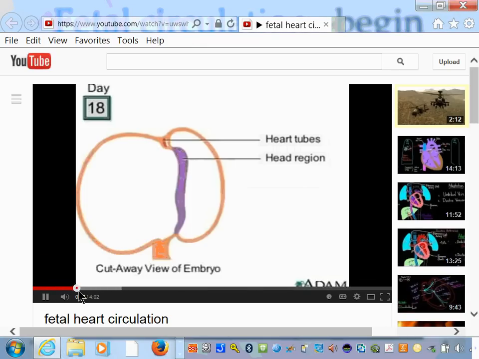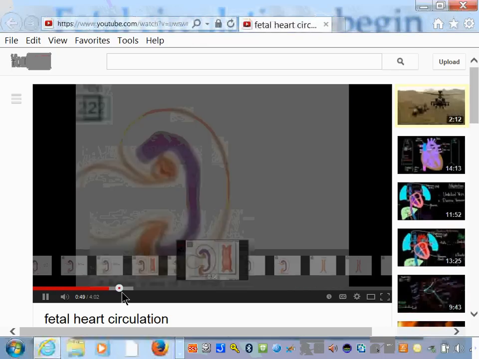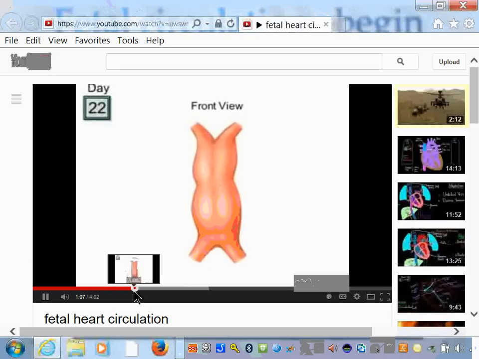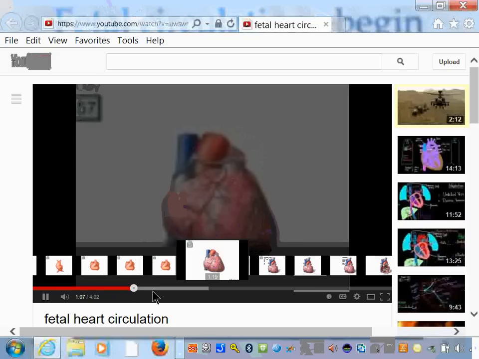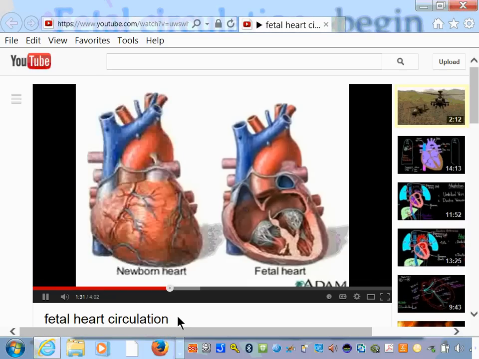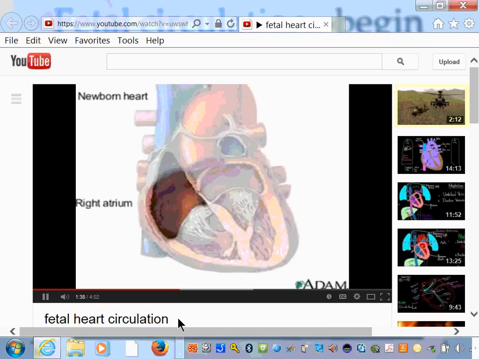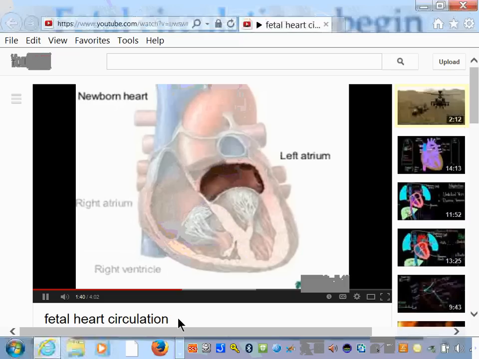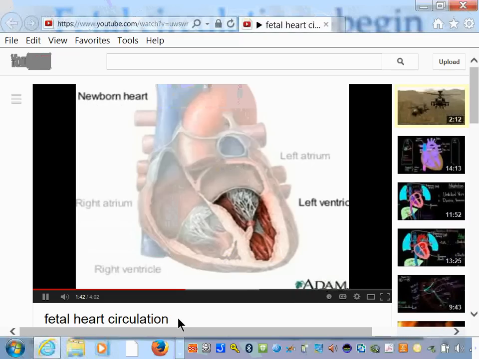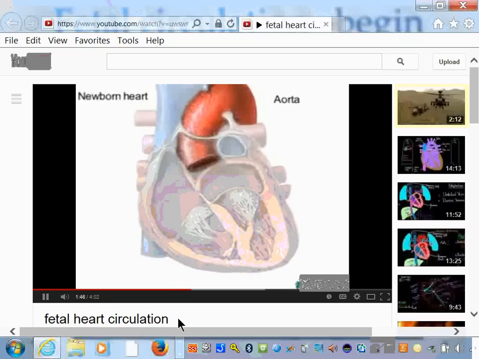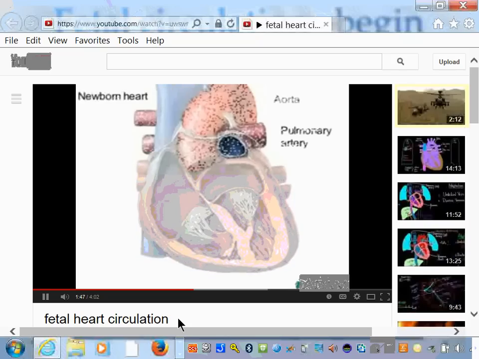That will form the embryo's heart. Heart begins to beat. The heart. Here's a newborn heart on the left. Let's take a closer look. There's the right atrium, right ventricle, left atrium, and left ventricle. The two major blood vessels are the aorta and the pulmonary artery.